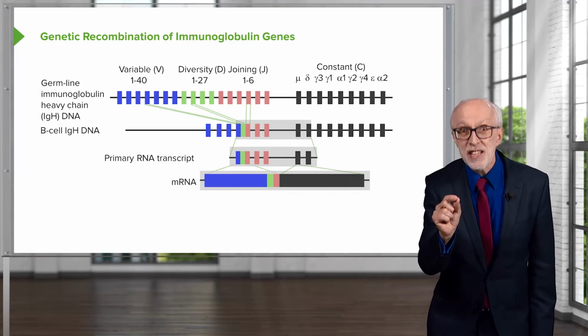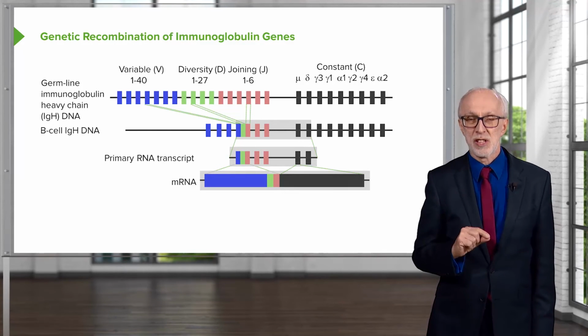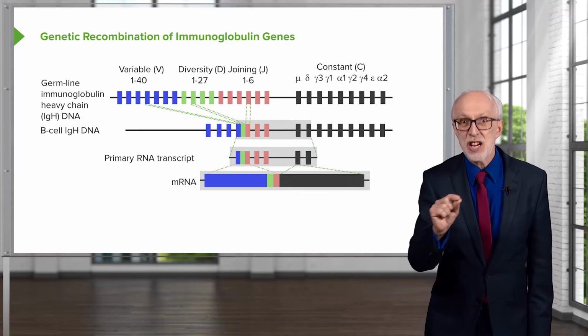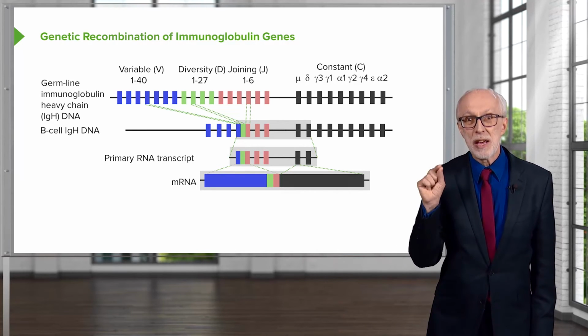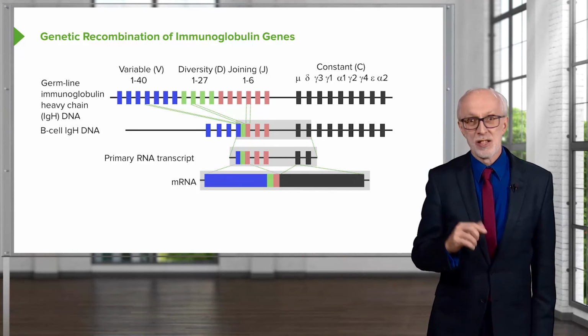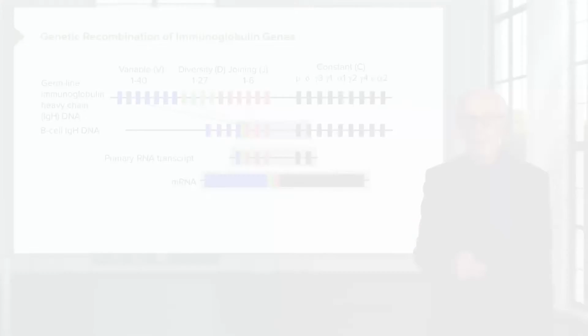And the important point is the same V, D, and J sequence is being used for both of those classes of antibody. So both the IgM antibody and the IgD antibody in a single B cell will be of identical specificity. So if the IgM is against Staphylococcus, the IgD will be against Staphylococcus.